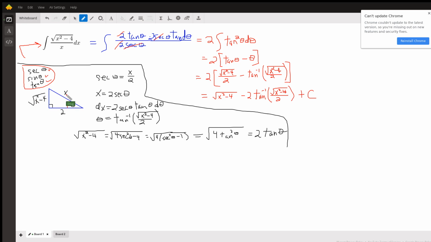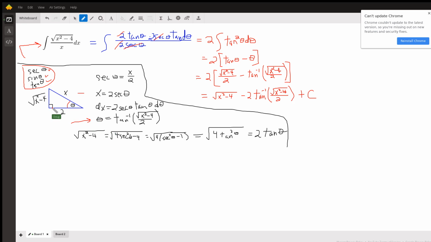So by the Pythagorean theorem, this radical squared plus 4 squared will give us the hypotenuse squared. And now we can use secant of theta, which is the reciprocal of cosine, to get secant theta equals x over 2. So x equals 2 secant theta. dx would equal 2 secant theta tangent theta d theta. And we don't have to do this now, but it's possible that we're going to have to substitute for theta when we find an antiderivative.